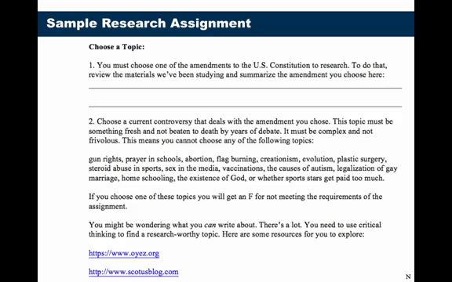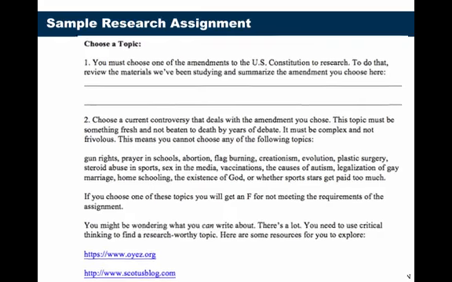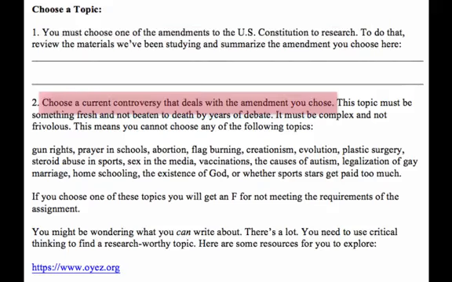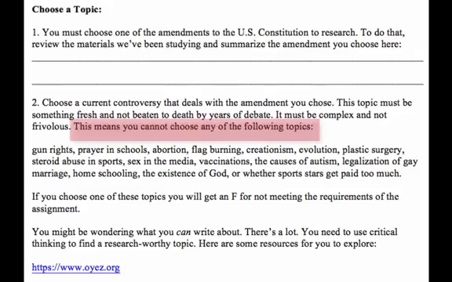We're still looking at that sample research assignment for the English class. Sometimes teachers will tell you exactly what topic you need to write about, but other times you'll be able to choose your topic, maybe from a list that the teacher gives. Here the teacher said to use one of the amendments to the U.S. Constitution to research. Then the students had to find a current controversy that relates to that amendment. So what do we know so far? It has to be related to one of the amendments in the Constitution, and it has to be a current controversy.